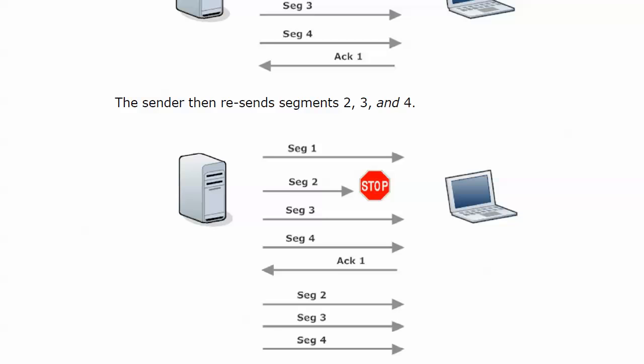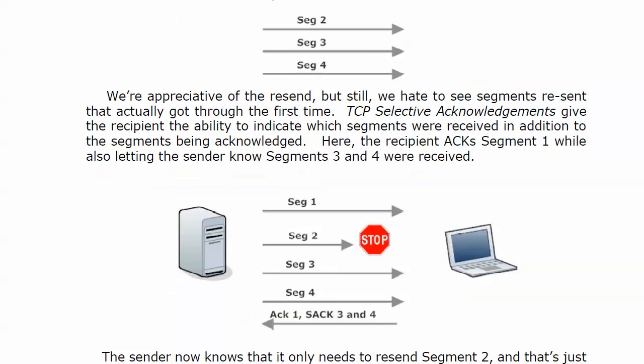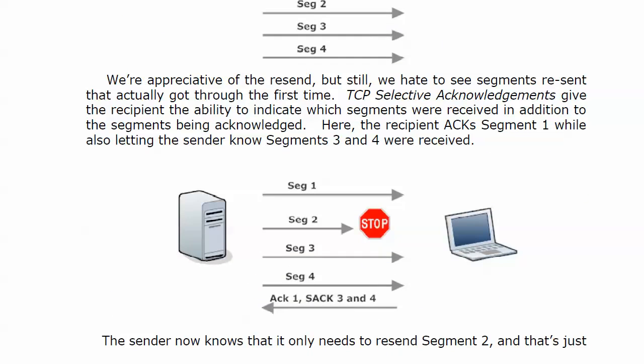Again, the job gets done. The lost segment gets handled, but it's not as efficient as we would like because segments 3 and 4 are being resent, and the recipient already received those. The original form of TCP, with cumulative acknowledgements as it's known, doesn't really give the recipient the chance to say, I'm acknowledging this one, but I also got these. But TCP selective acknowledgements does make that happen.